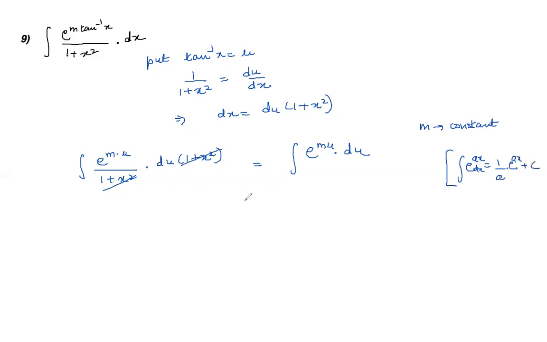So similarly integration of e raised to power mu would be 1 upon m e raised to power mu plus c. Now I'll put the value of u. So it would be 1 upon m e raised to power m tan inverse x plus c. So this is the required answer. So let's move on to the next question now.